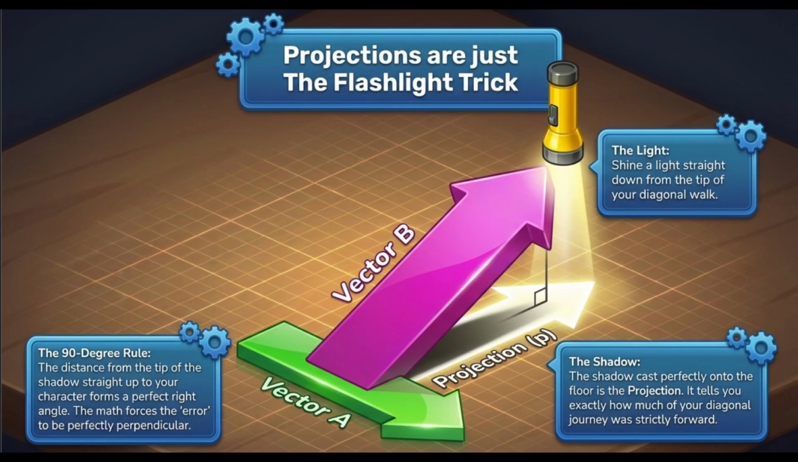The presentation actually uses a brilliant visual for this. Oh, the flashlight trick. Yeah. If you walk up a steep ramp, stop, and shine a flashlight straight down from your current position, the shadow cast perfectly flat onto the floor below is your projection. So it basically extracts just the forward horizontal part of your diagonal journey. Precisely. And the real-world application here is spatial tracking. Projections allow the physics engine to accurately track your flat grid coordinates on a 2D minimap.